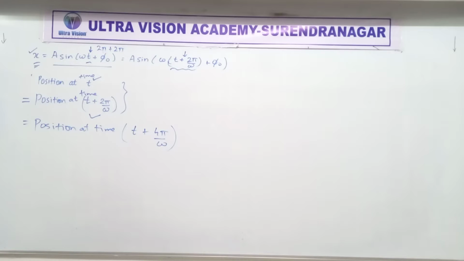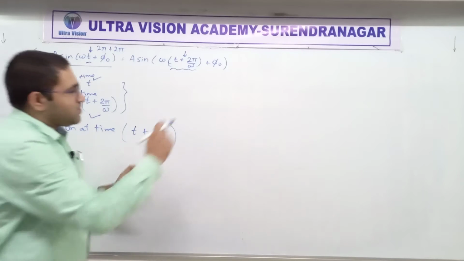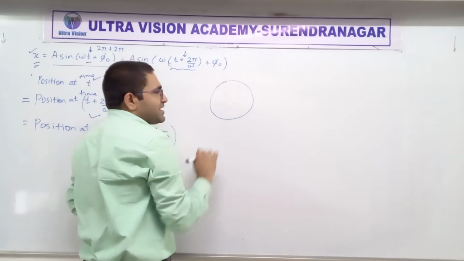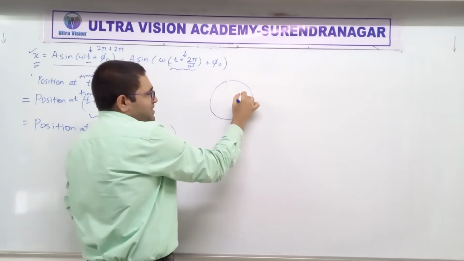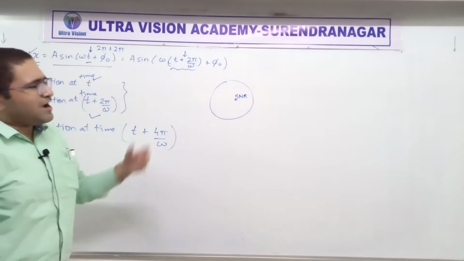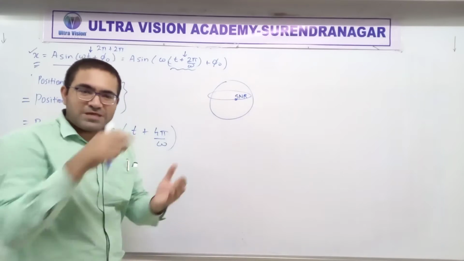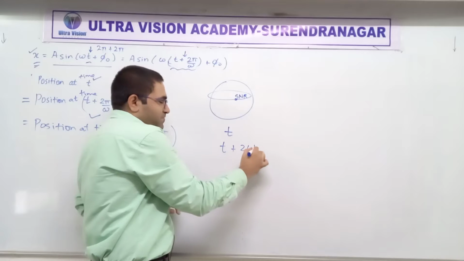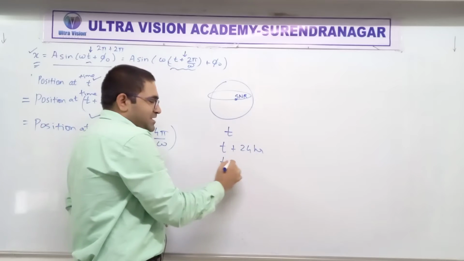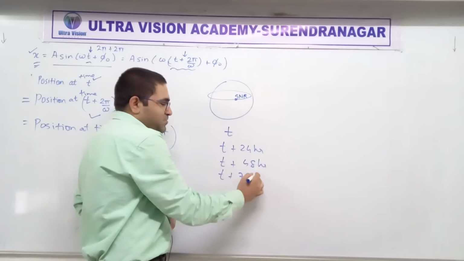Right. So now this is where time period enters this picture. Let's see how. Think of Earth. Let's say that at this moment Earth is such that this is Surendranagar. This is where you are standing. After 24 hours, this will go around and come back to the same position. Let's say right now the time is t. Then after t plus 24 hours, you would have the same position, and then t plus 48 hours, the same position, and then t plus 72 hours, the same position.